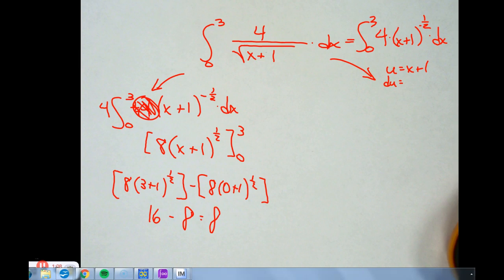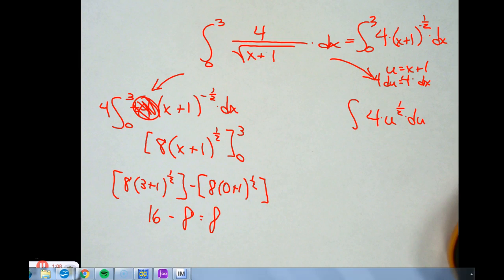du equals 1 times dx. But I need it to be 4 times dx. So I have to multiply this side of the equation by 4 to make that happen, right? But then I better multiply this side also. So now, instead of 4 times dx, I'm going to put 4 times du. So I have 4 times u to the 1/2 times du.